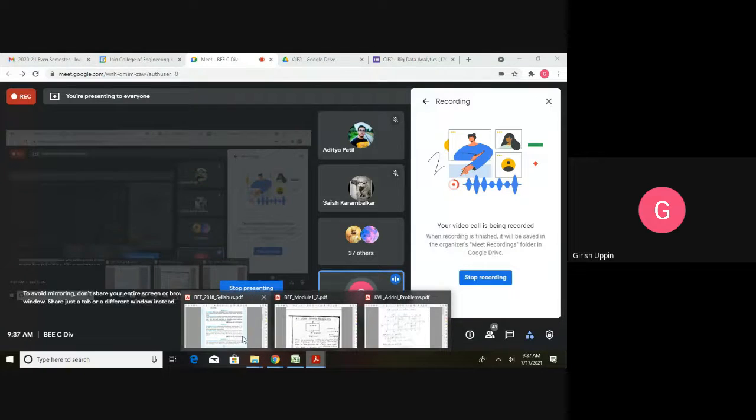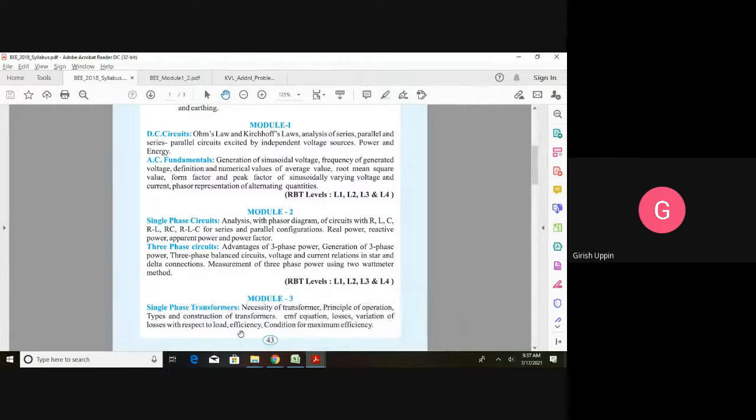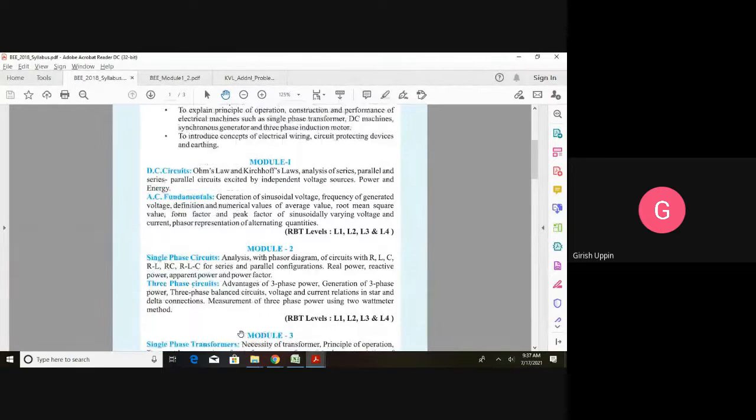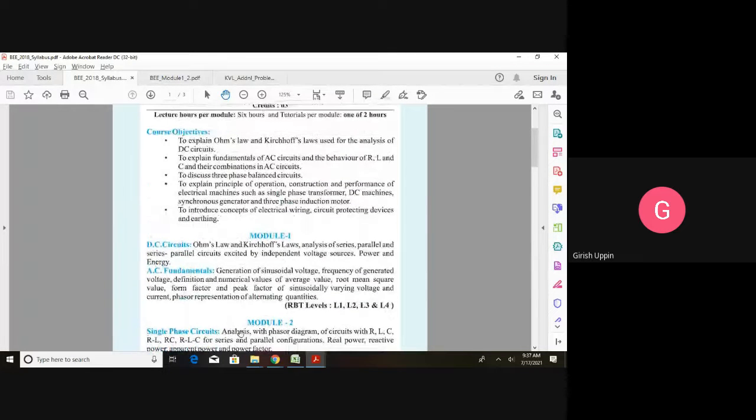In this revision class, we are going to go through all the modules of basic electrical engineering. While going through the different modules, we are going to cover all the derivations and whatever important questions are there from the exam perspective. We will discuss how to write those questions and how to answer them. We will also look into some of the question papers.